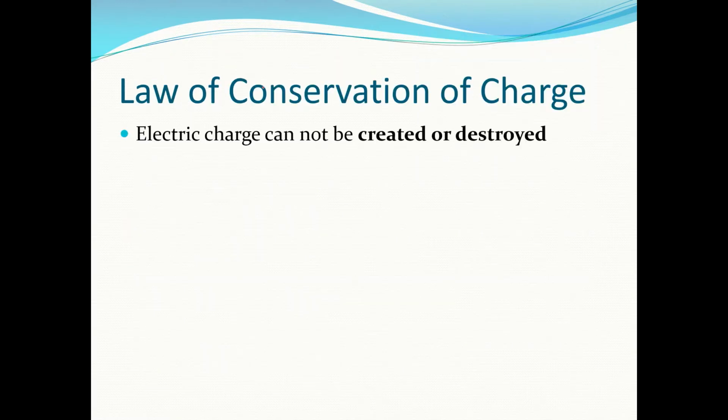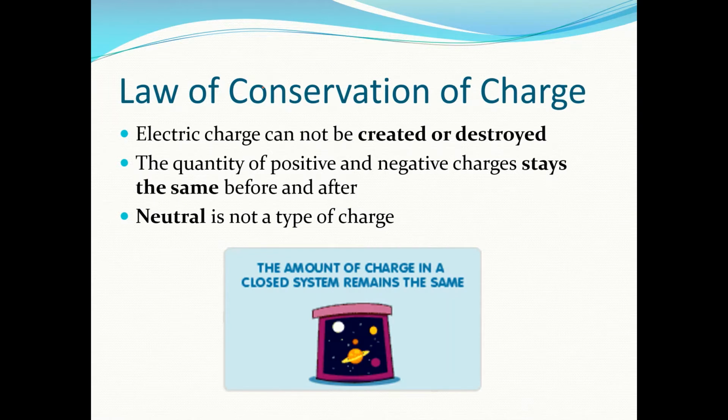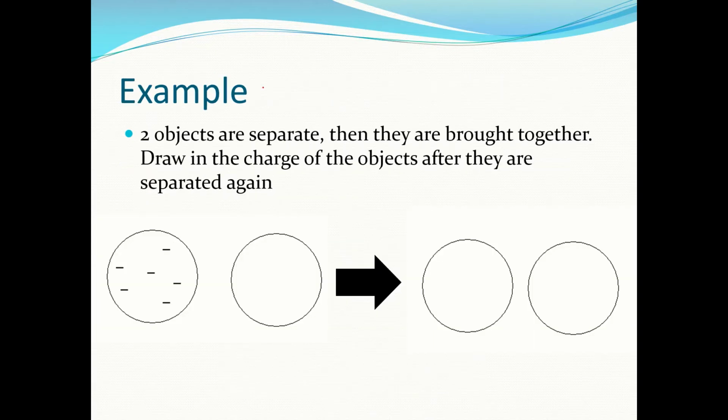So the law of conservation of charge is: electric charge cannot be created nor destroyed. The quantity of positive and negative stays the same before and after. And just a weird thing, but neutral is not a type of charge, so neutral is neither positively nor negatively charged. So I'll show you an example of this. Two objects are separate. They are brought together. Draw the charge of the objects after they are separated.